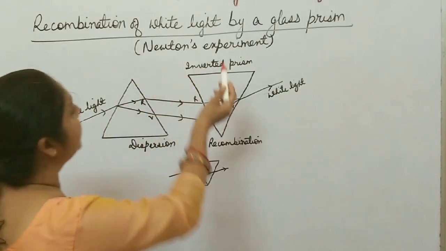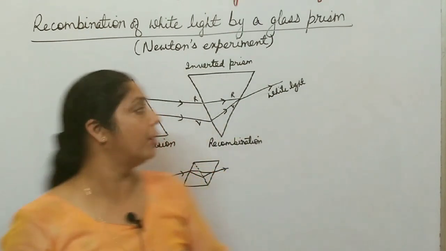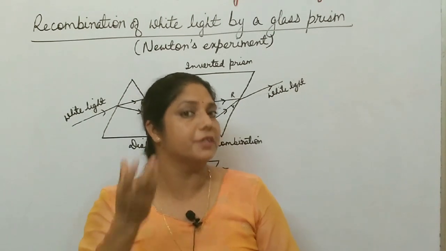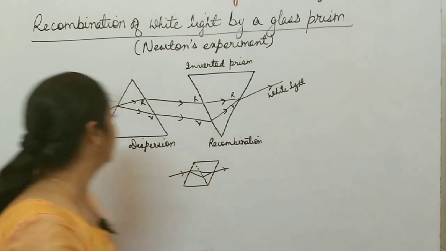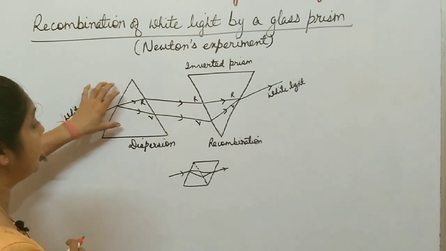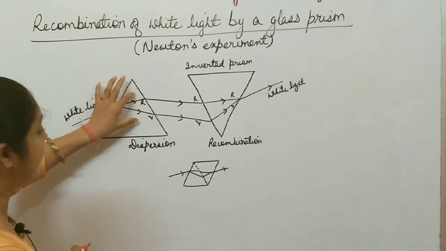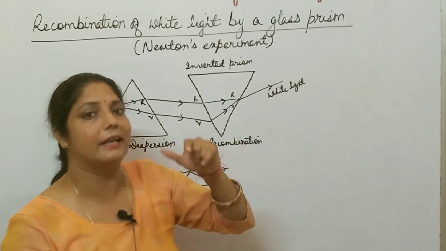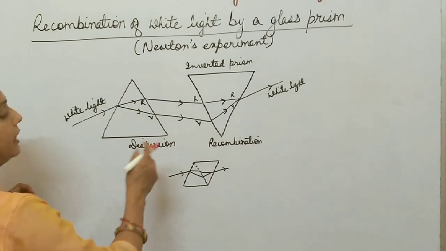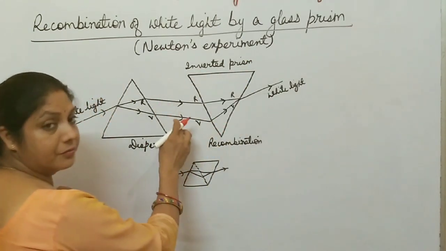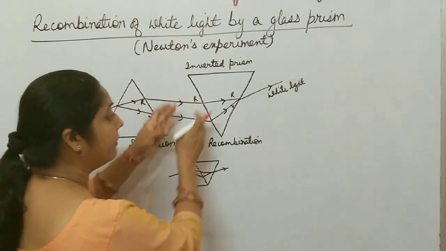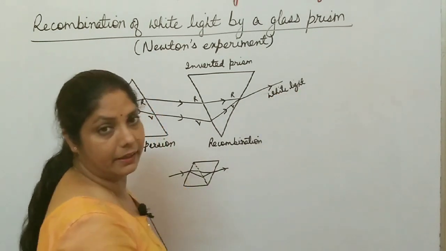Now next is recombination of white light by a glass prism, or it is also called Newton's experiment. Newton was the first to observe the visible spectrum of light through a glass prism. When white light passes through a glass prism, it is split into its constituent 7 colors, and that band of 7 colors is called a spectrum, and as it is visible to our eyes, it is called the visible spectrum. Now again you put one inverted prism in front of this first prism. What happens? This visible spectrum again recombines to produce white light.